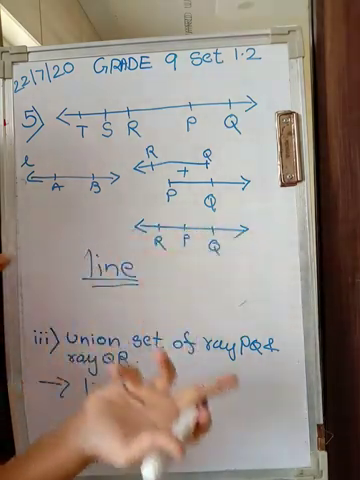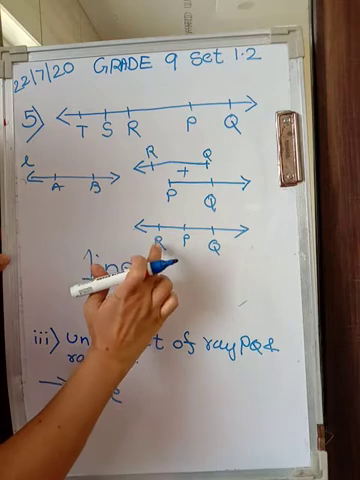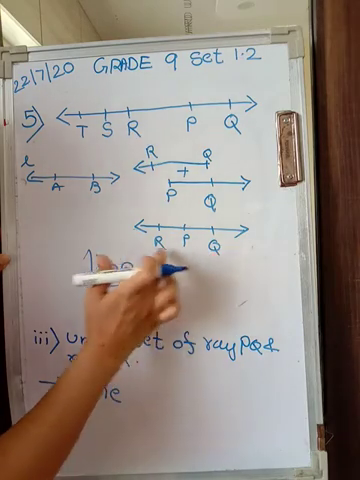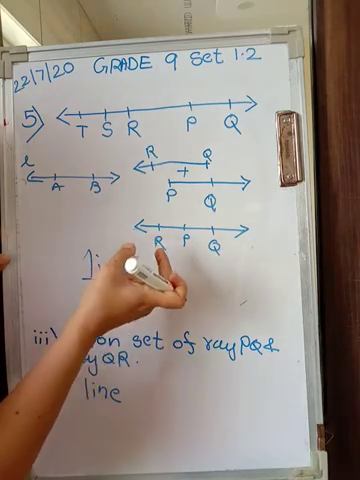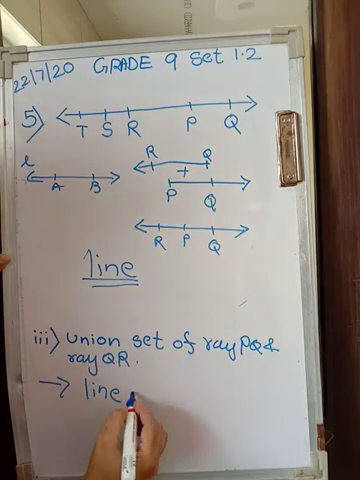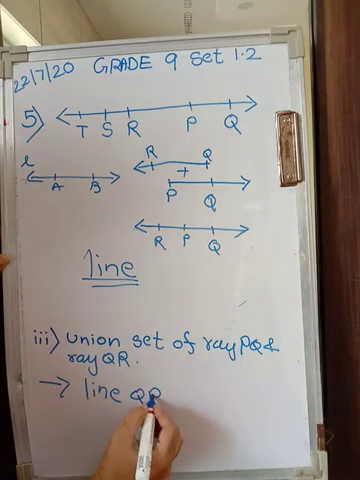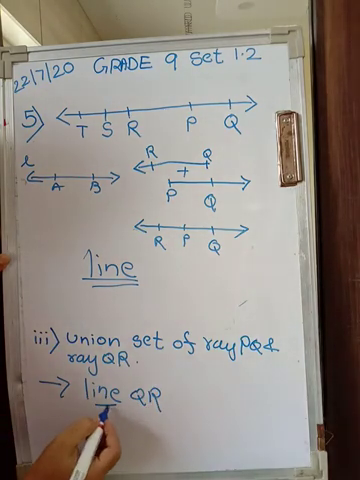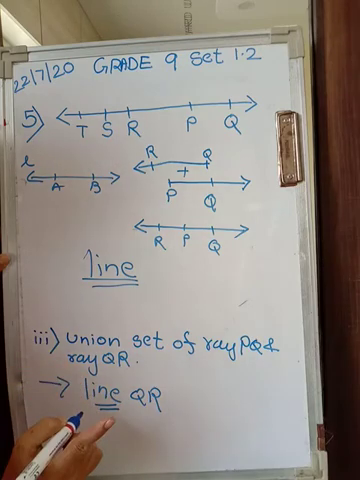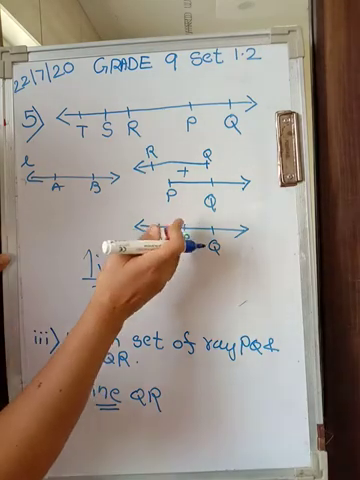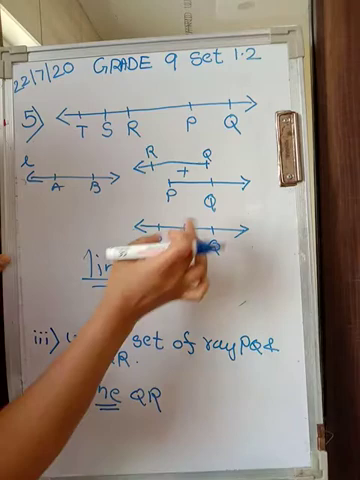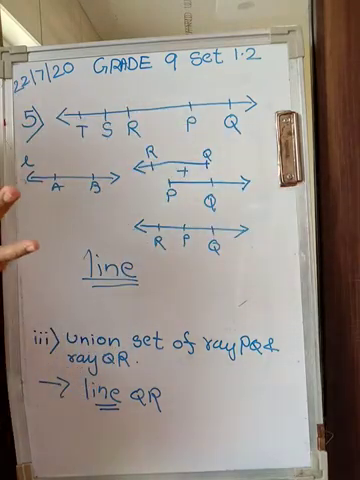You can name this line anything. You can say line RQ, you can say line QR, or whatever it is. So you can say line, this is RQ or QR. Both are correct. But the word line is important. There is a difference between ray and line. A ray will be extending only in one direction. A line means it will be extending in both directions.